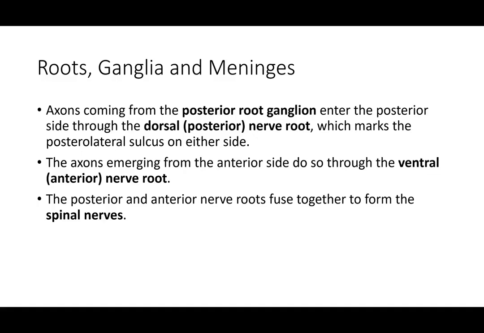All right, let's talk about roots, ganglia, and meninges a bit more. So axons come out of the posterior root ganglion. This was a structure we learned in lab last week. These enter the posterior side of the body through the dorsal or posterior nerve root, marking a posterolateral sulcus on either side. And then the axons coming out of the anterior side go through that ventral or anterior nerve root, and those will end up fusing together. The posterior and anterior nerve roots fuse together to form the actual spinal nerves themselves. All right.